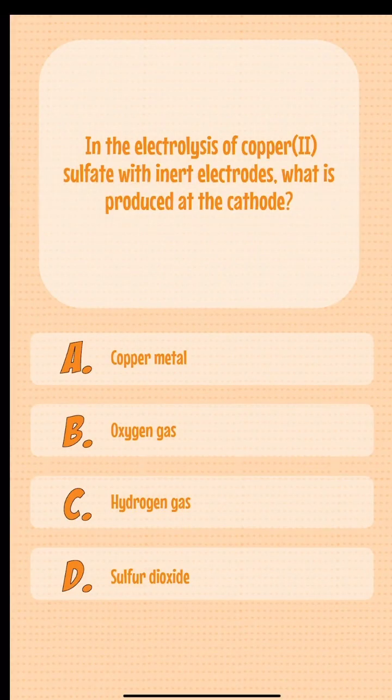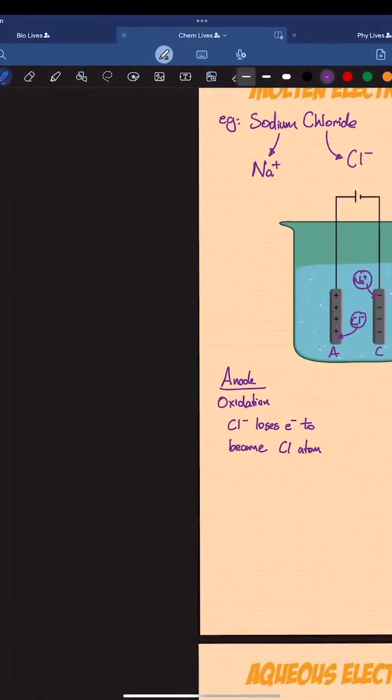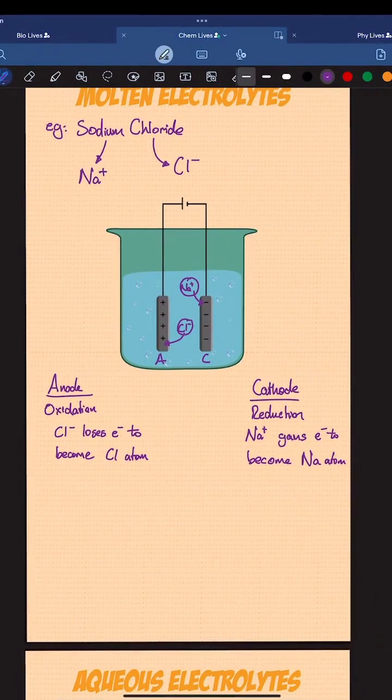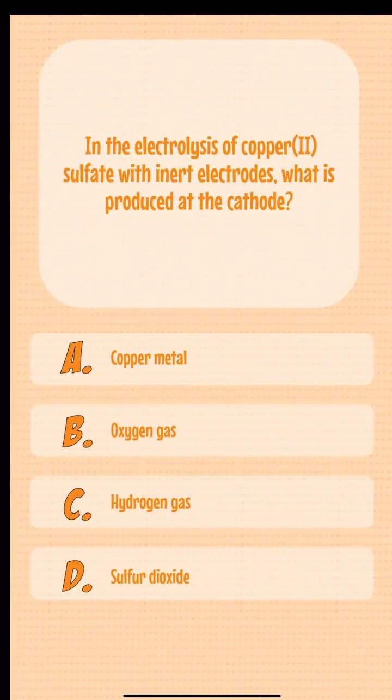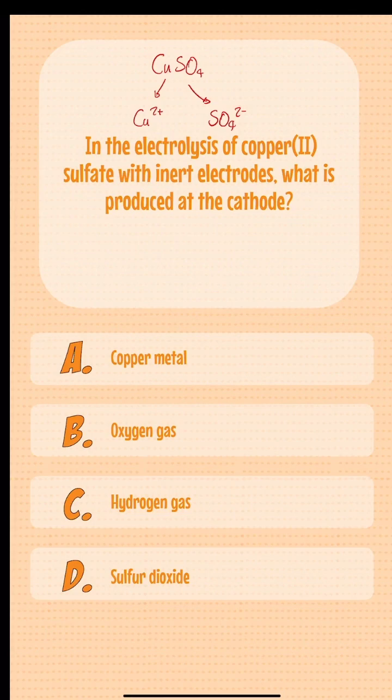So here, what is produced at the cathode? If we look back here, the cathode is where the positive ion or the metal is usually produced. So out of these two, we've got copper sulfate, something like CuSO4, okay? We've got 2 ions here. We've got copper ions, Cu2+, and sulfate ions, SO4 2-. So out of the two, which one's produced at the cathode? What do you guys think then?